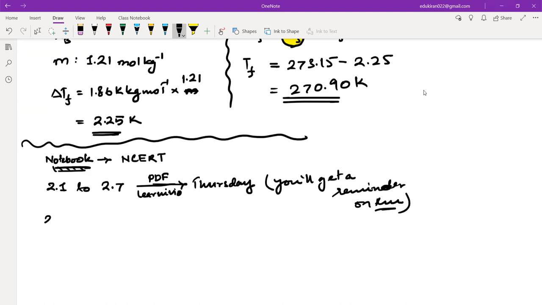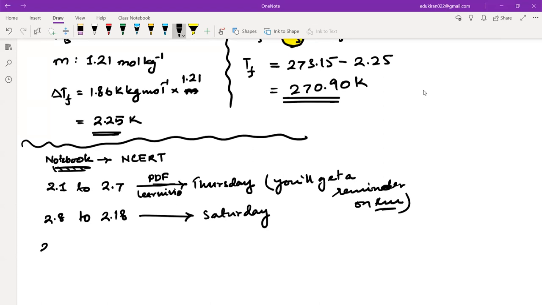Next is from 2.8 to 2.18. Now there is a series of 10 questions here. Why? Because these are mostly theoretical questions. You don't need to solve them. There are some questions on molality concentration terms from 2.1 to 2.7, but 2.8 to 2.18 are mostly those questions which are theoretical type. So you will send this on Saturday. Again, you will get a reminder.